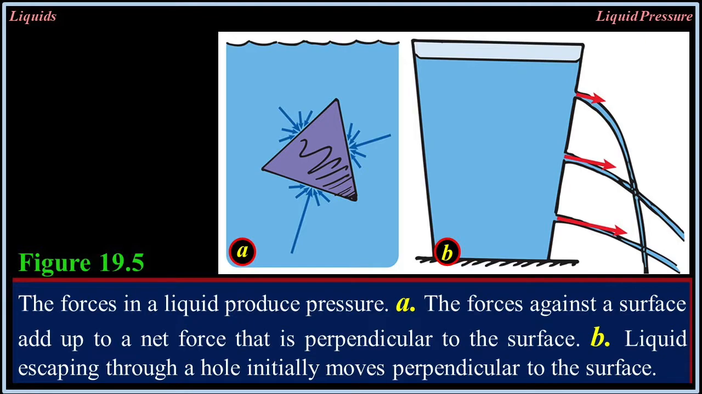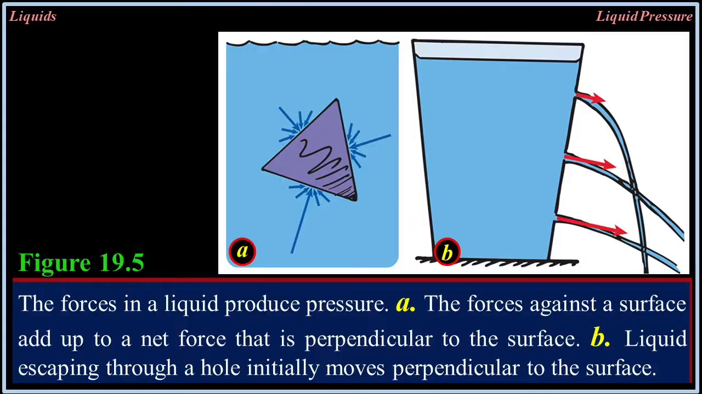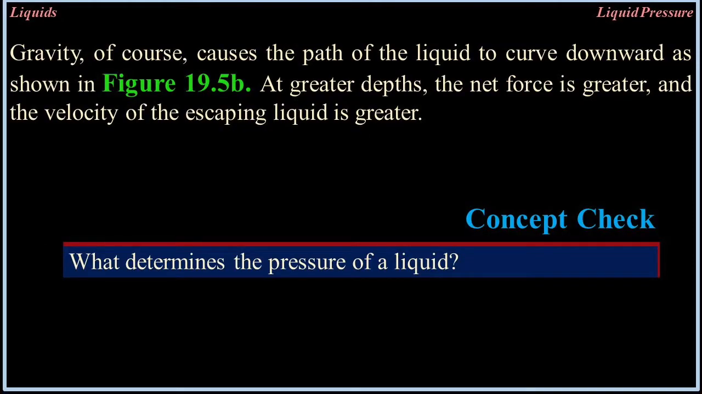Figure 19.5. The force in a liquid produces pressure. A. The forces against the surface add up to a net force that is perpendicular to the surface. B. Liquid escaping through holes initially moves perpendicular to the surface. Gravity, of course, causes the path of the liquid to curve downward, as shown in figure 19.5b. At greater depths, the net force is greater, and the velocity of the escaping liquid is greater. Concept check. What determines the pressure of a liquid?